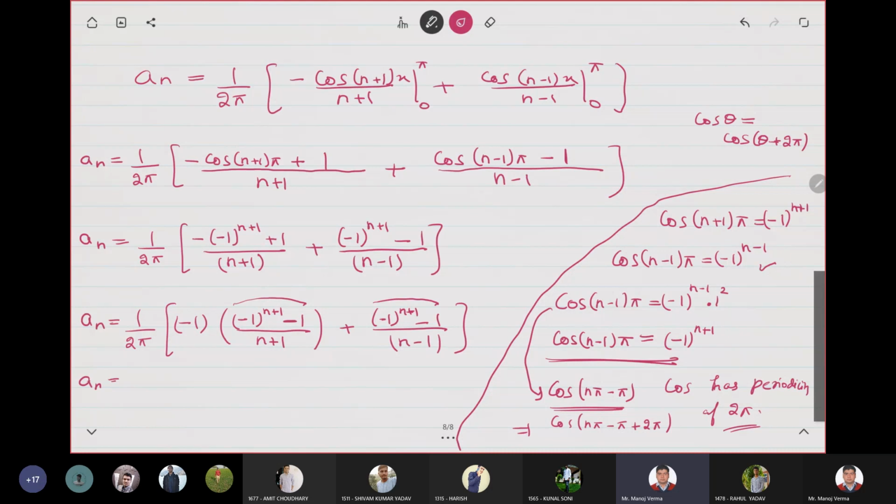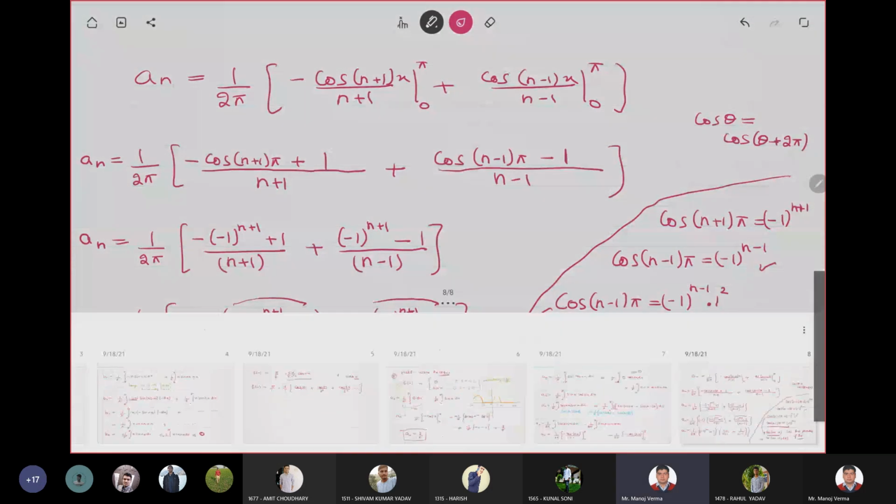for this I explained all that so that I can take it common. Minus 1 over π, minus 1 raised to the power n plus 1 minus 1, and it will become minus 1 upon n plus 1 plus 1 over n minus 1. Okay, it will become this.